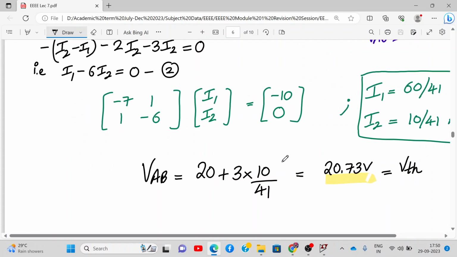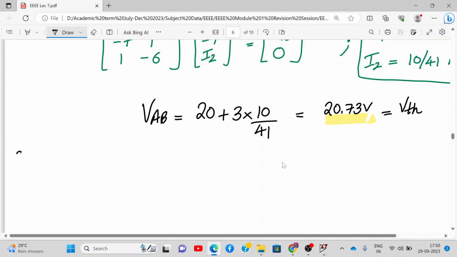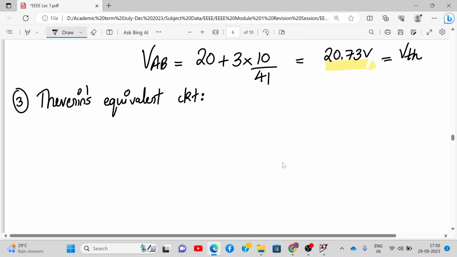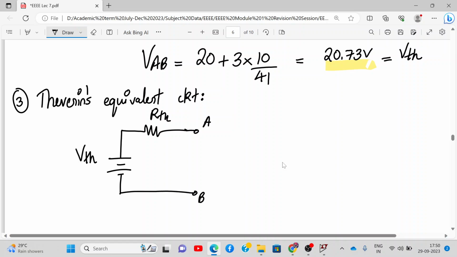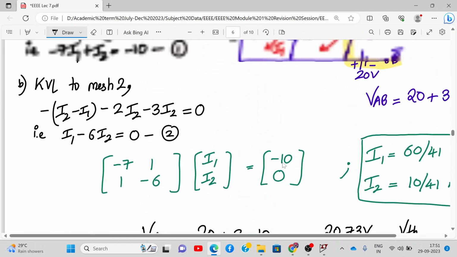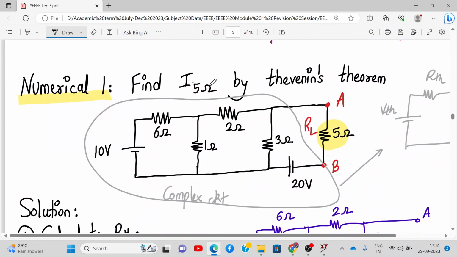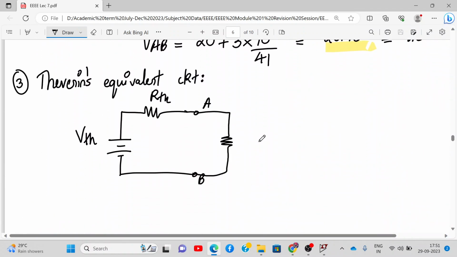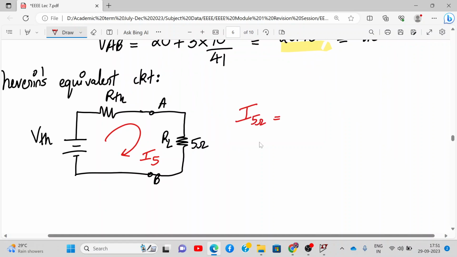Now that we got the value of VTH and RTH, it's time to draw the Thevenin's equivalent circuit. So the third step is drawing the Thevenin's equivalent circuit. So let's draw it. What does it say? Entire complex network replaced by a single voltage source VTH in series with a resistance RTH, and they are connected between the points A and B. And between A and B, what is connected? Let's check it at the start of the numerical. Between A and B, 5 ohm resistance is connected, and we need to find the current through 5 ohm resistance. So this is 5 ohm resistance, that was RL. So now if you see, it's simple Ohm's law. The current through the 5 ohm resistance will be simply VTH upon RTH plus RL.